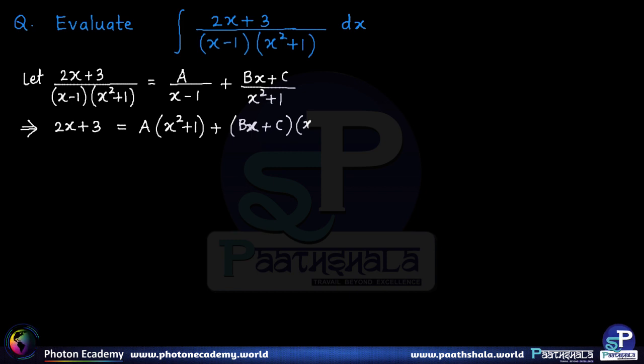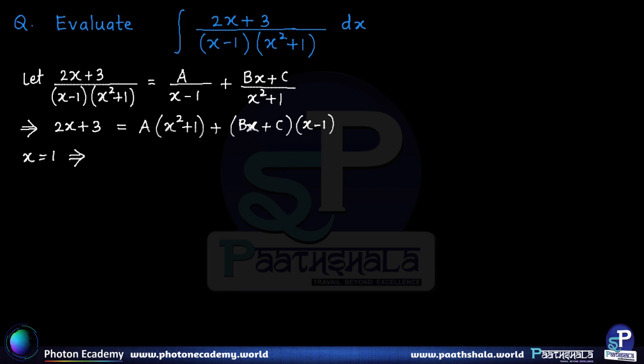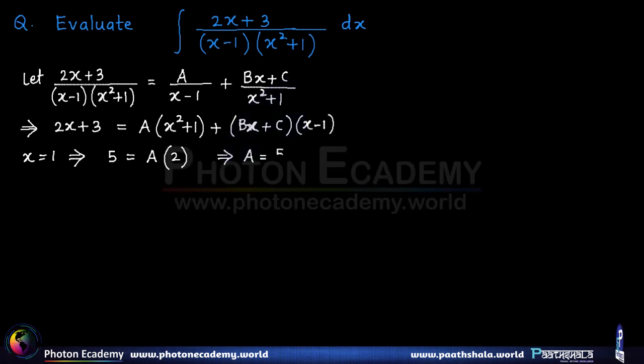Now we observe that if we put x as 1, then the entire second factor will vanish, isn't it? So that will readily give us the value of capital A. Therefore let's first put x equal to 1. On the left hand side we have 2 into 1, that is 2, plus 3, that is 5, equal to A into 1 square plus 1, that is 1 plus 1, which is nothing but 2. So that gives us A equal to 5 by 2. We got the first constant, right?